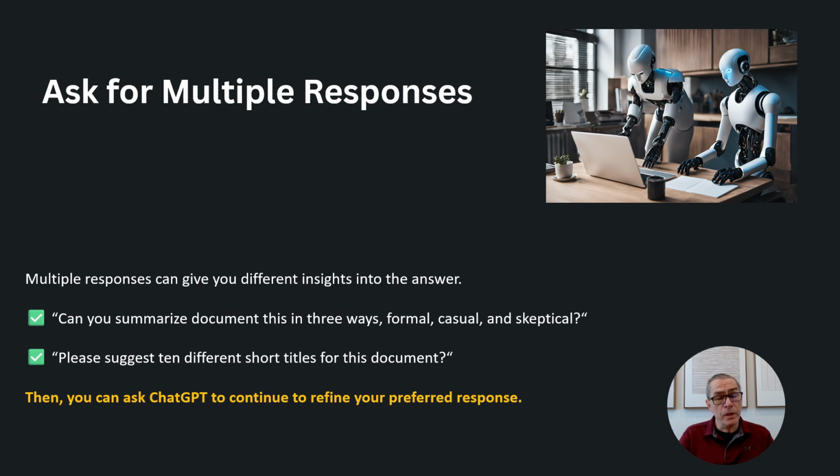And then another tip we can do is ask for multiple responses. You don't have to have one response. You can summarize a document, for instance, in 3 different ways: formal, casual, or skeptical. If you're writing an email, you can say, give me 5 different versions of this email. Or if you're writing the document, please suggest 10 different short titles for the document. So you're not limited to a single response. You can have multiple responses and choose the best one and go from there. Now, then you can ask ChatGPT to take the best response and refine it even further. So always ask for multiple responses if you're working in some kind of format that will allow you to do that.